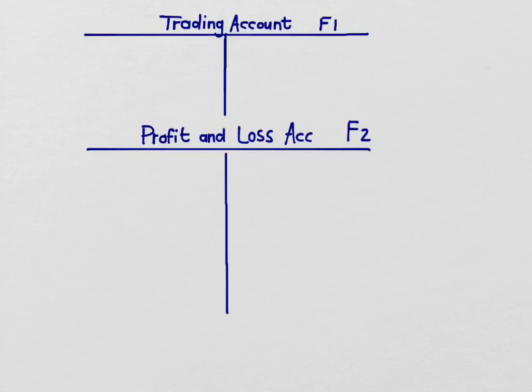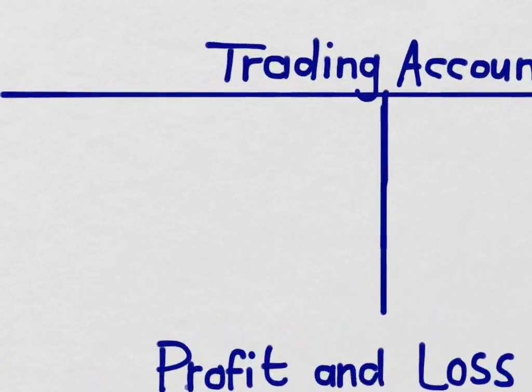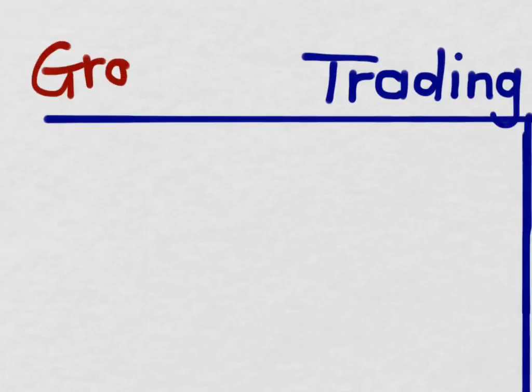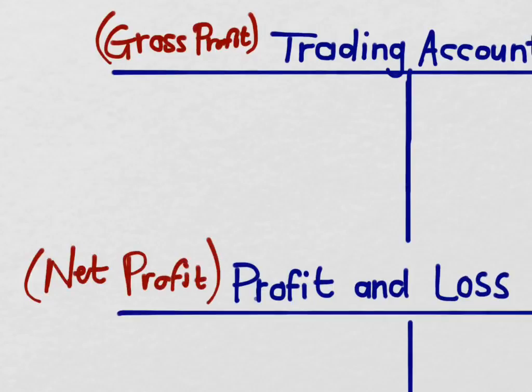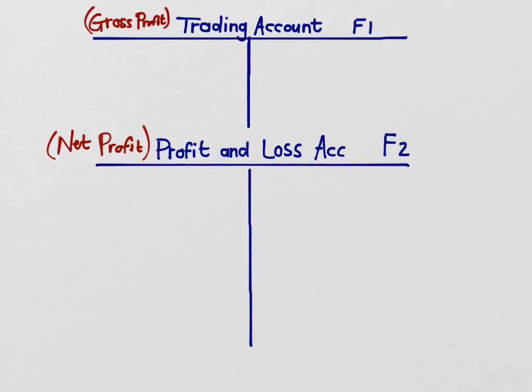So what is the trading account supposed to calculate? And what is the profit and loss account supposed to calculate? Now let me tell you. The trading account is supposed to calculate the gross profits. And then the profit and loss account is supposed to calculate my net profits. So when I work with my nominal accounts, I will ask myself the question, which of my nominal accounts is going to help me to calculate the gross profit? Those accounts that help me calculate the gross profit will close off to trading account. And the accounts that help me to calculate the net profit are going to close off to the profit and loss account.